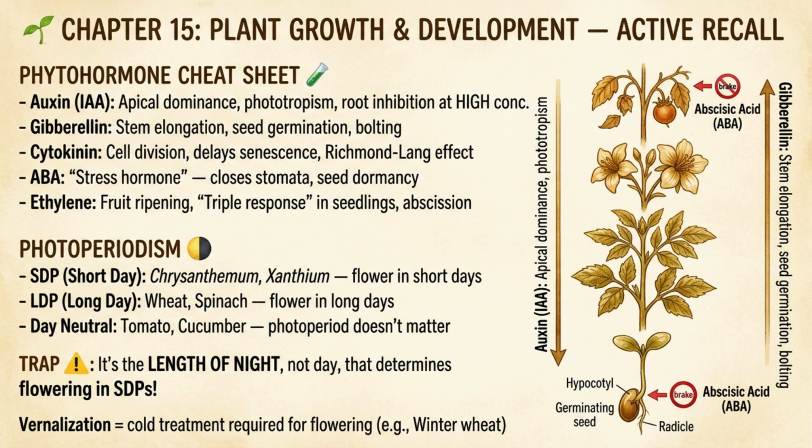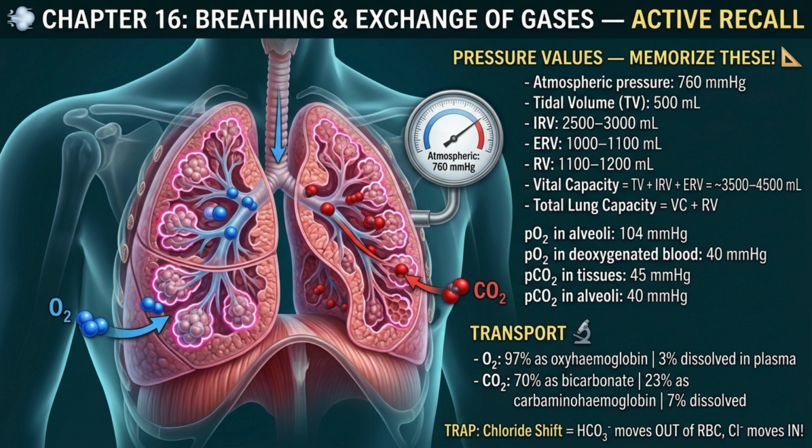Now for the biggest trap in this chapter, photoperiodism. Short day plants flower when the night is long, not when the day is short. NEET has literally asked this. The critical factor is the dark period, not the light period. Chapter 16, Breathing and Exchange of Gases.